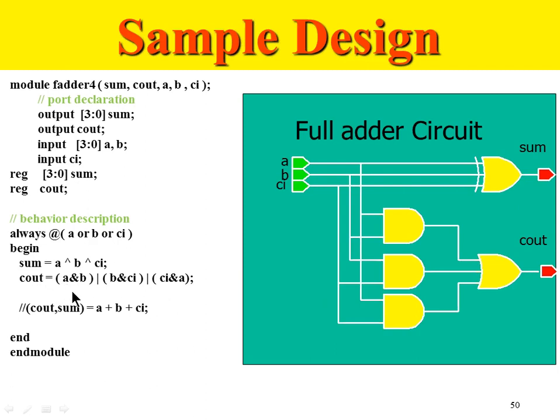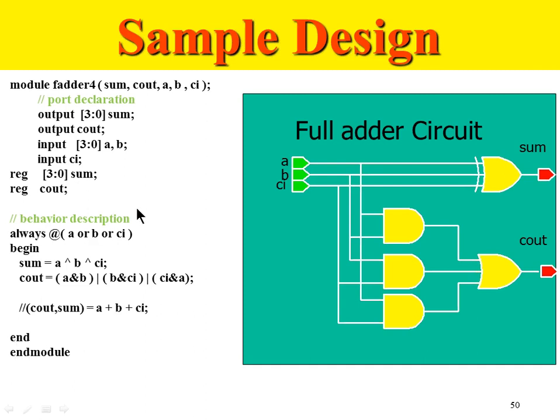Cout is equal to A and B, logical OR with B and Ci, logical OR with Ci and A. So the three inputs in pairs will be ANDed, then ORed to get a Cout value. So this gate equation will be implemented here. End always block, end module.